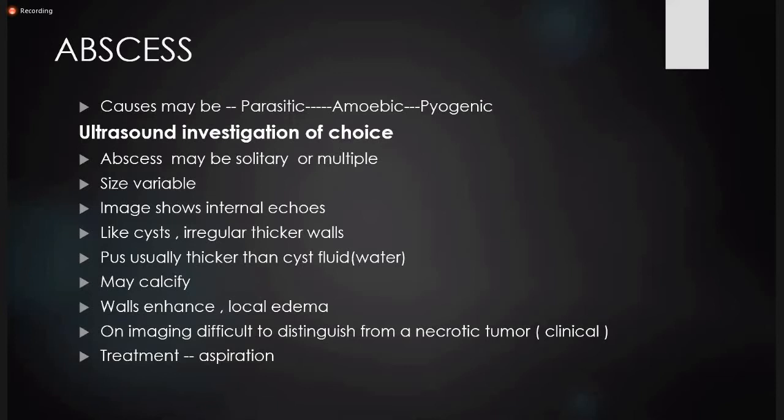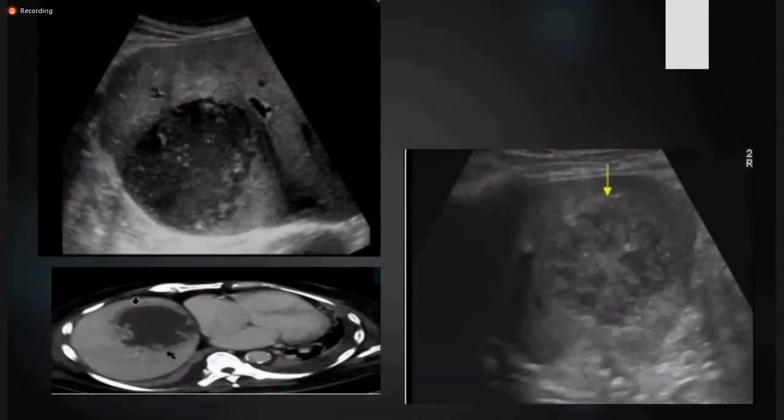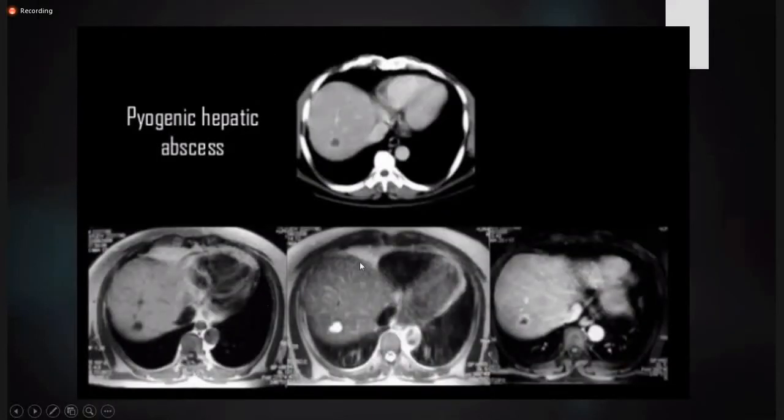Treatment is usually aspiration. This is how abscess looks like on ultrasound. It is internally low but heterogeneous. It has tiny echoes within it. And this is how abscess is diagnosed. On CT, it shows peripheral enhancement. Again, on CT, it shows peripheral enhancement, and on MRI, it appears predominantly cystic with peripheral enhancement.